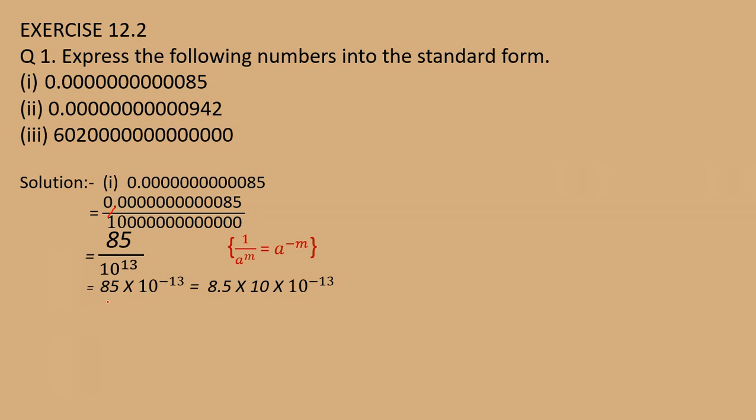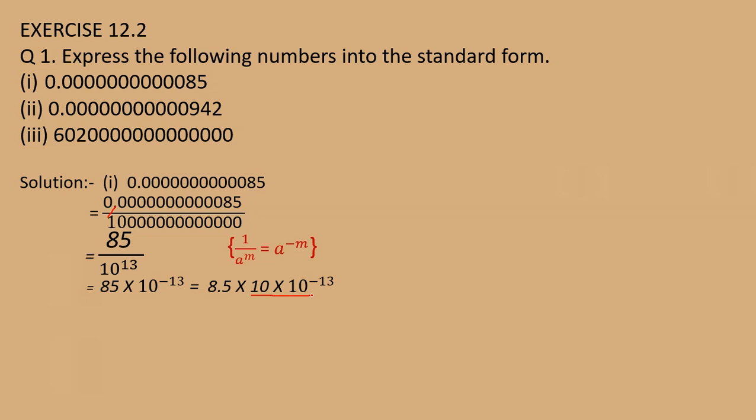Now, always remember whenever we have to write the standard form, this 85 is more than 10. So how can we reduce this? By writing 8.5 into 10. So when 8.5 is multiplied by 10, we get 85. So 85 can be written as 8.5 into 10, then multiplied by 10 raised to the power minus 13. Here again in these two, 10 into 10 raised to the power minus 13.